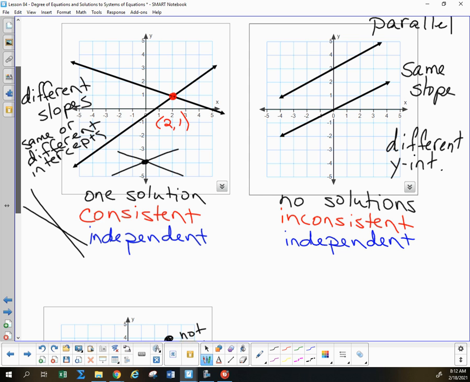You need to know everything that I just wrote up on the board. You need to be able to classify consistent, inconsistent, dependent, independent. You need to be able to say one solution, no solution, infinitely many solutions. You need to be able to say they're parallel or they're the same line. You need to be able to use what I wrote up there about if they have different slopes, then they will intersect somewhere. If they have the same slope but different intercepts, they're parallel. If they have the same slope but the same intercept, then they're really the same line.